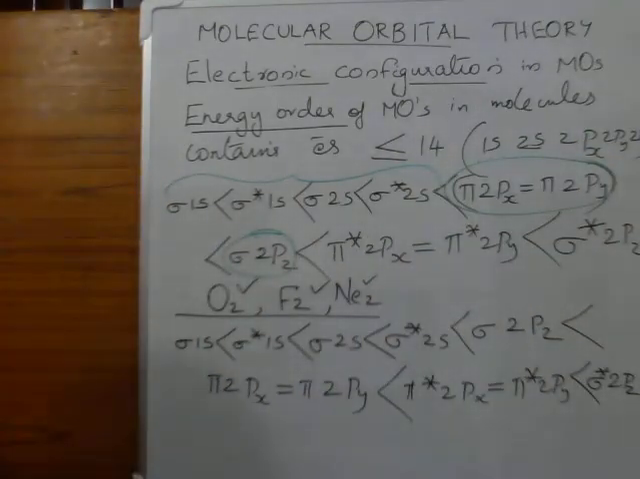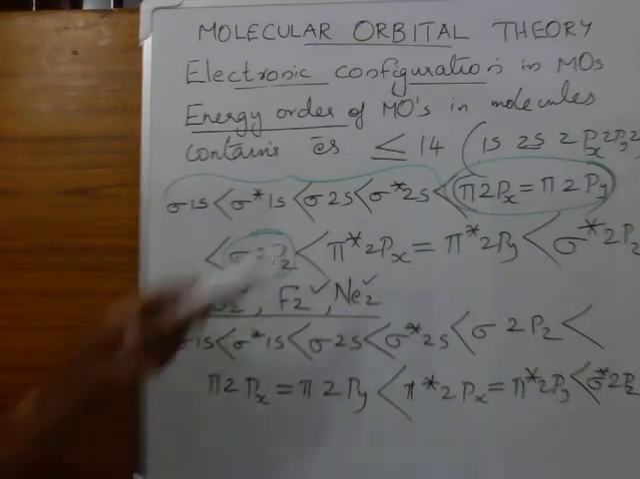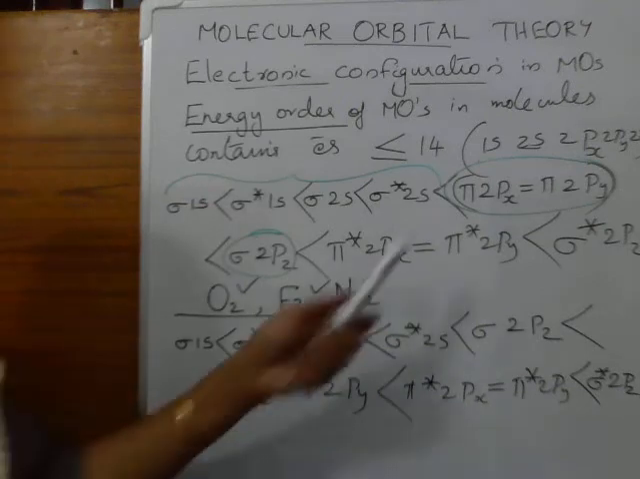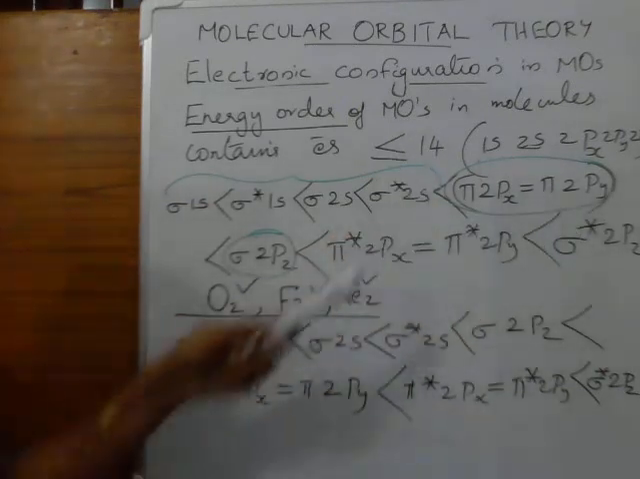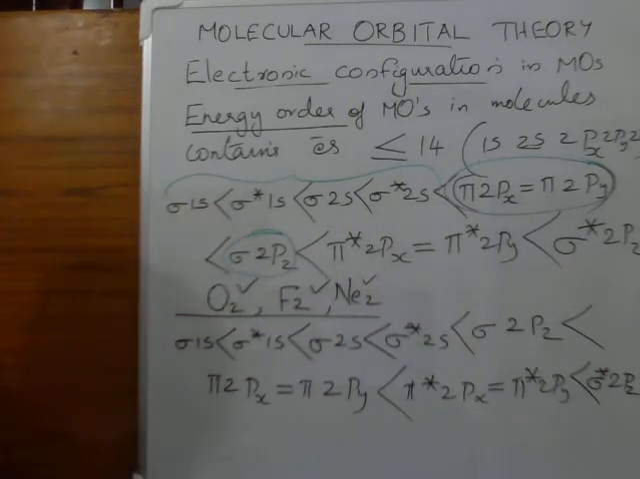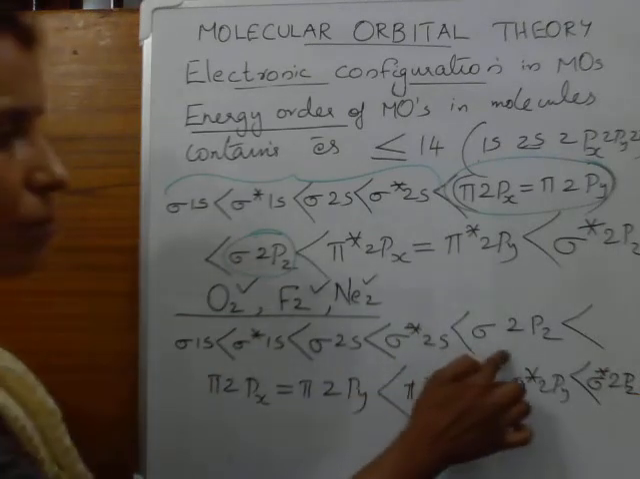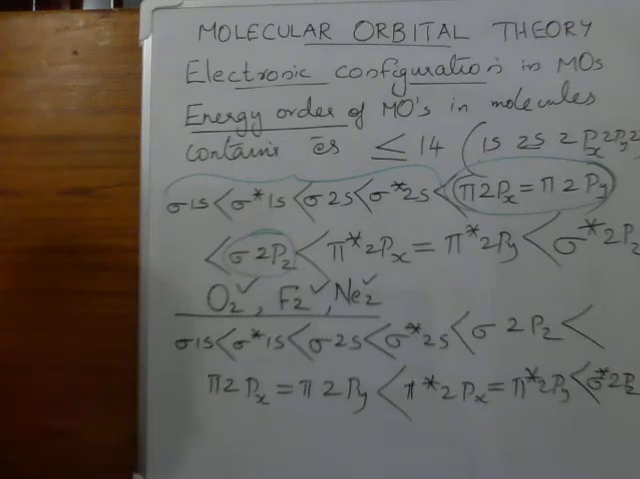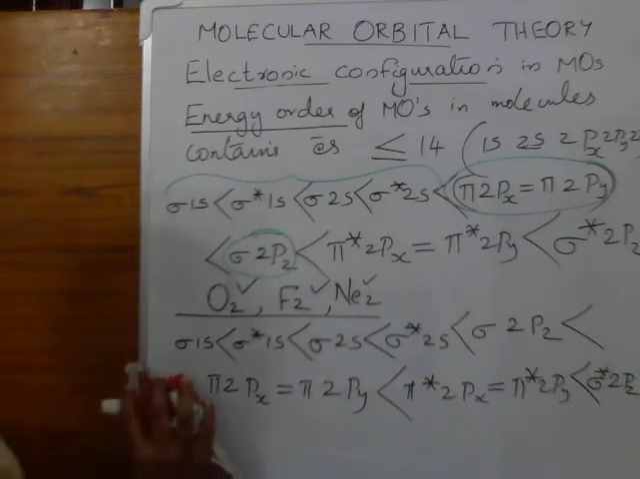See, in the case of the first set of molecules with 14 or fewer electrons, pi 2px and 2py have lower energy than sigma 2pz. But in the case of oxygen, fluorine and neon molecules, sigma 2pz has lower energy than pi 2px and 2py. So you have to remember these two energy orders to write electronic configurations. Now let us write the electronic configuration first in the hydrogen molecule.